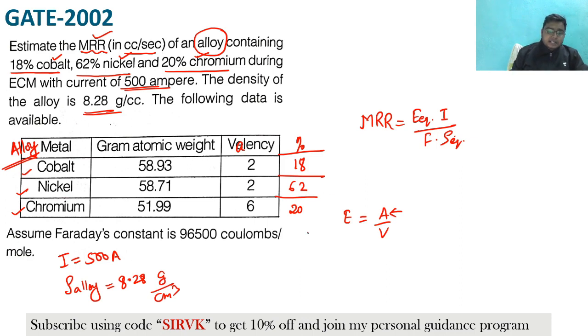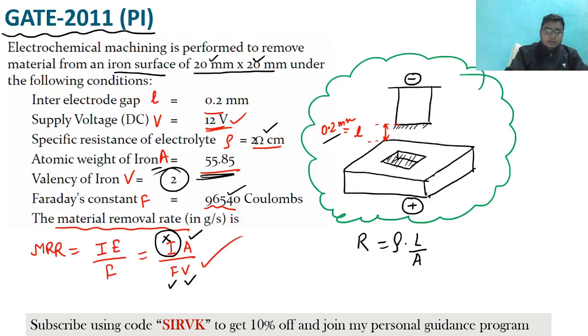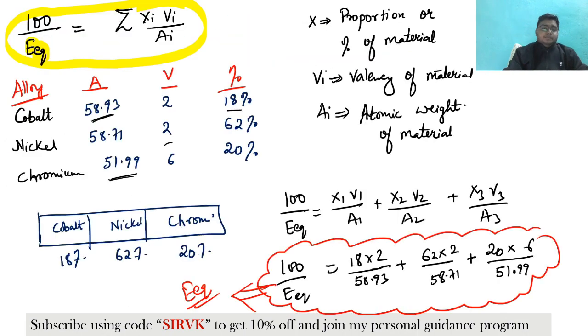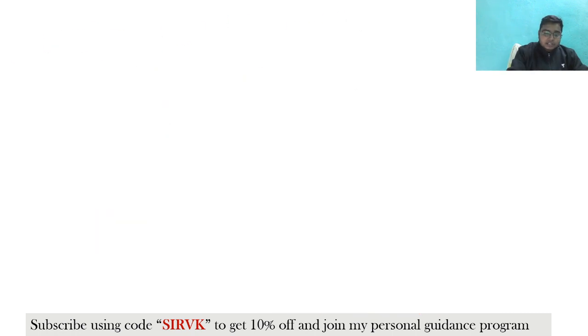Here the quantities are given percentage wise. I have given you the formula, do you remember it? Just a minute, I'll show you. If you have to find the E equivalent, how can you find it? Summation of xi vi by ai, and you will get the answer like this. So let's try to solve the problem. 1 by E equivalent is equal to summation of xi vi by ai.